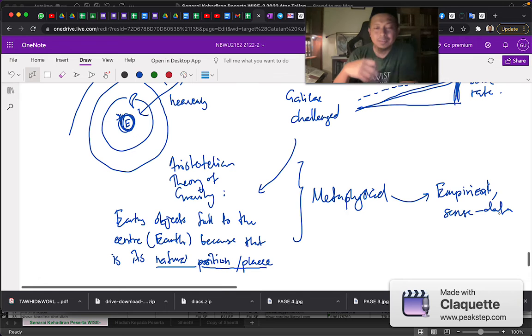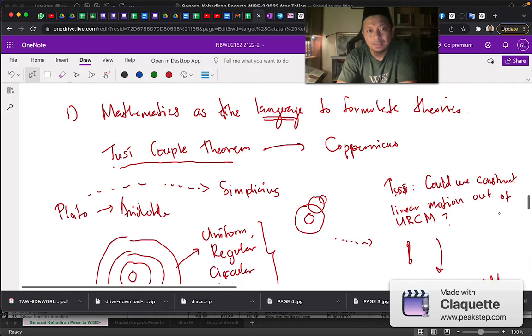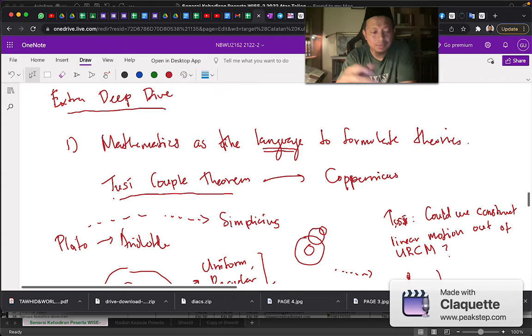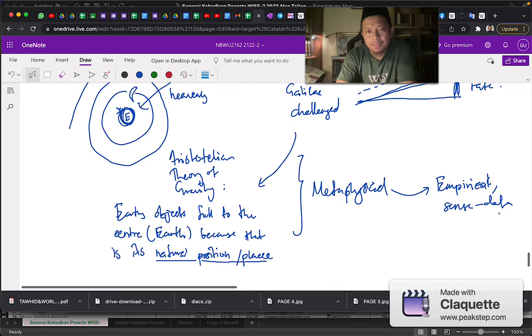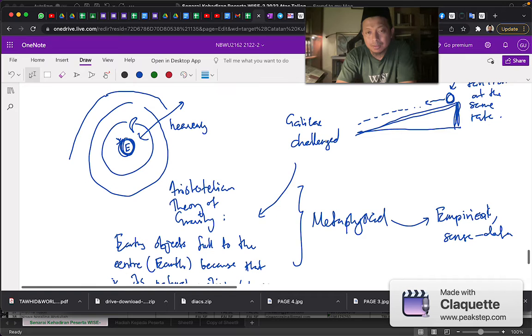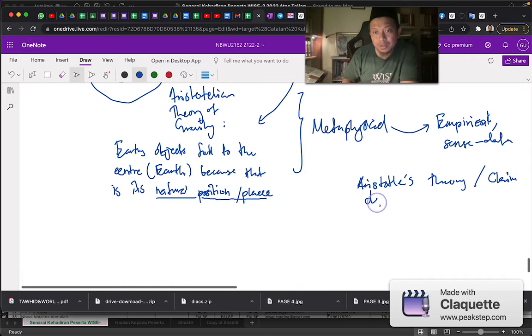Okay, so that is another dimension of what constitutes modern science as opposed to the earlier natural philosophy. Now, since Galileo challenged Aristotle's theory of gravity, the result of his experiment, the conclusion of this experiment, is that Aristotle is false. Aristotle's theory, or claim, does not hold.